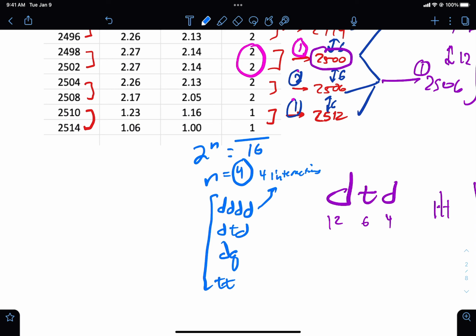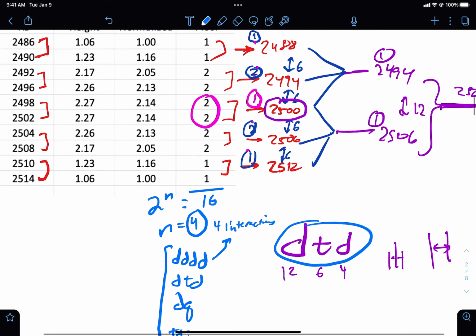So if the first thing you did was add up all of your integrations and then figured out what 2 to the n was, then you say, okay, my answer must be one of these 4 choices, or some permutation. Or you can use it after the fact and you say, okay, I need 4 interactions. Does my answer correlate to that? Indeed, it does. This is indeed a doublet of triplets of doublets, which would be 4 interactions.